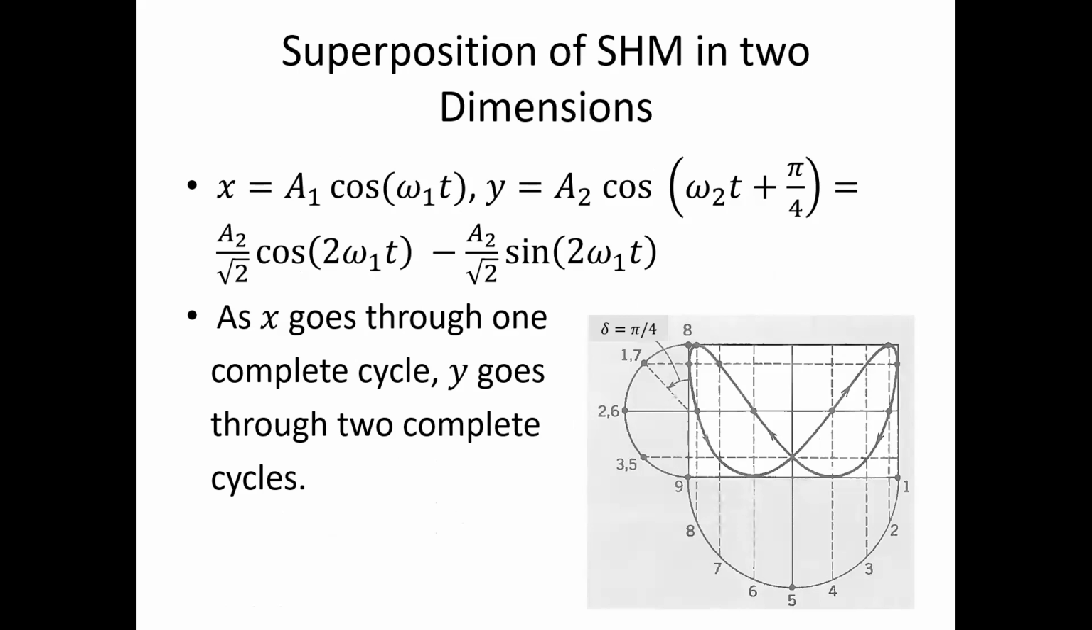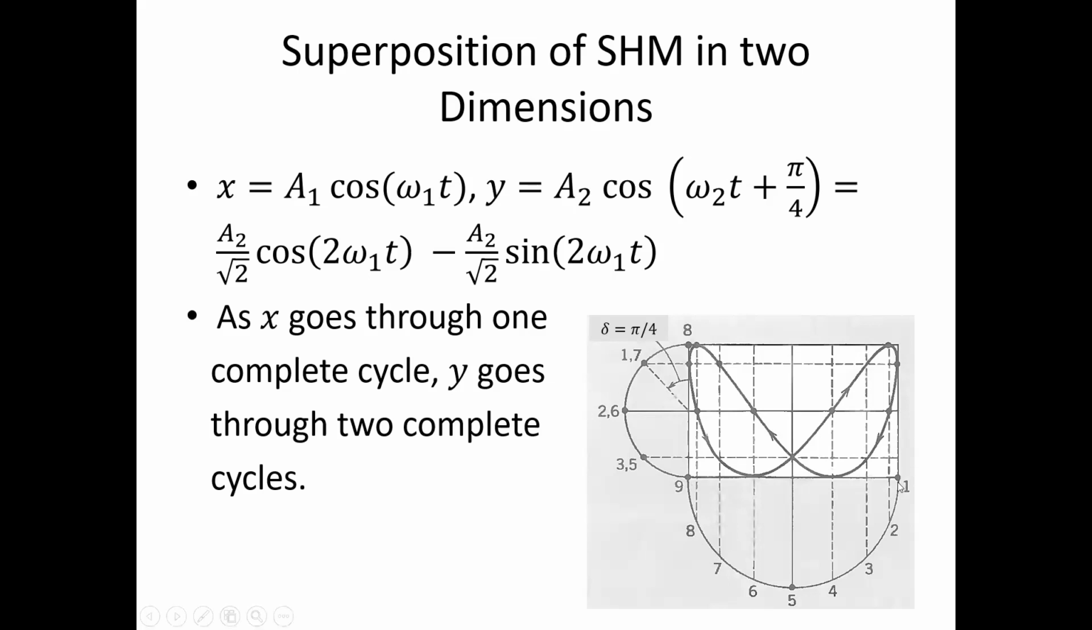So using the same construction, x goes through one complete cycle, y goes through two complete cycles. This is seen here. So from 1 to 2, the position of the particle goes from 1 to 2, 2 to 3, 3 to 4, 4 to 5, 5 to 6, 6 to 7, 7 to 8, 8 to 9. This is for half the cycle.